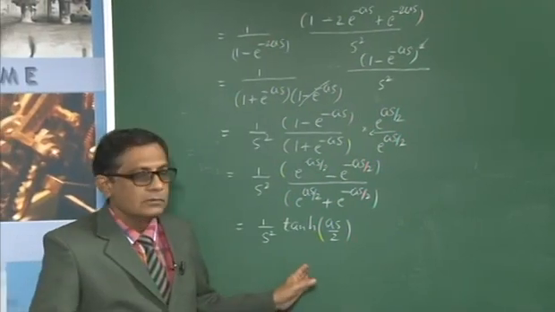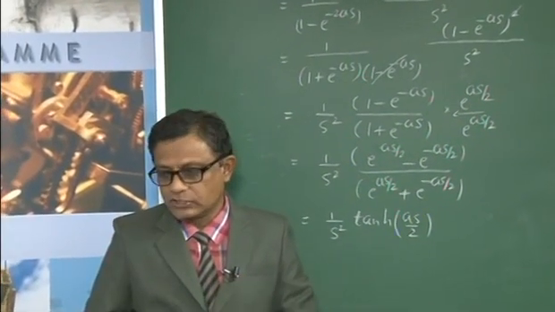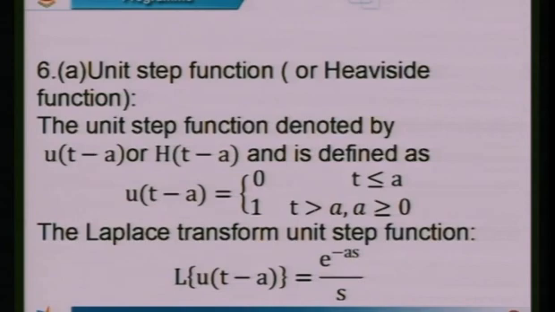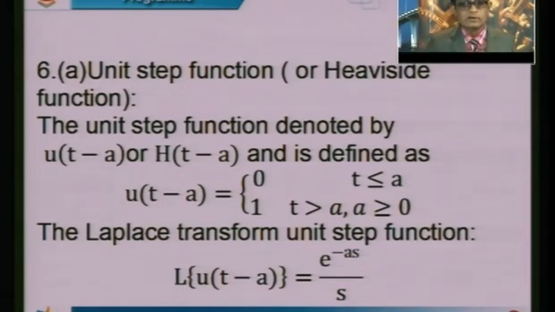example on Laplace transform for periodic function. Yes, now let us move on to the next property. Now we did 5 properties. First one is the linearity property, second one is the first shifting property, third one multiplication by t raised to n, fourth one division by t, and fifth one we did Laplace transform for periodic function.